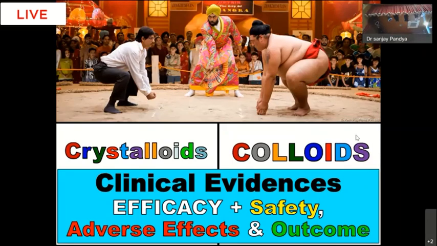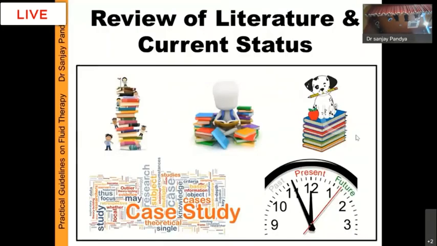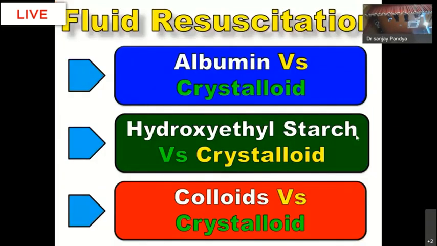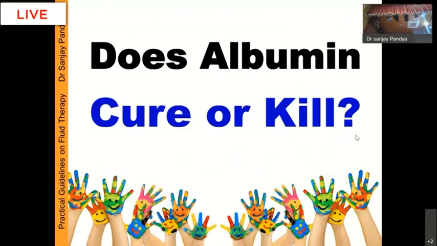In war, you must have seen that one of our bright soldiers, with an inferior aircraft, broke the best kind of USA-made aircraft. So it's all about how you use it. So let us review the literature. The literature will be albumin versus crystalloid, hydroxyethyl starch versus crystalloid, and colloid versus crystalloid as a whole.